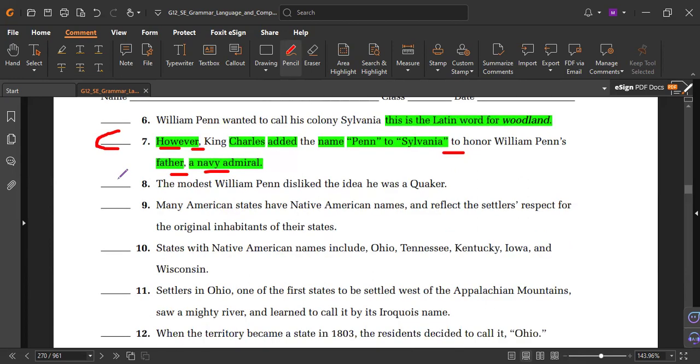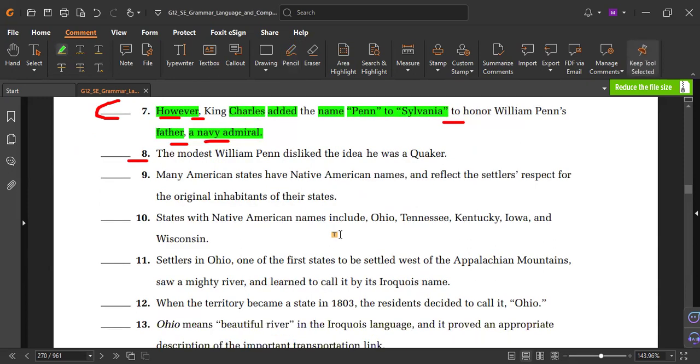Now let's try number 8. After Penn. But is before Penn complete? Yes. Remember, after something, it's complete. But before if, it's a fragment. Here we have two clauses. This is the second clause, and this is the first clause. William Penn is the subject, then the verb disliked, and then the object. That is the first clause.